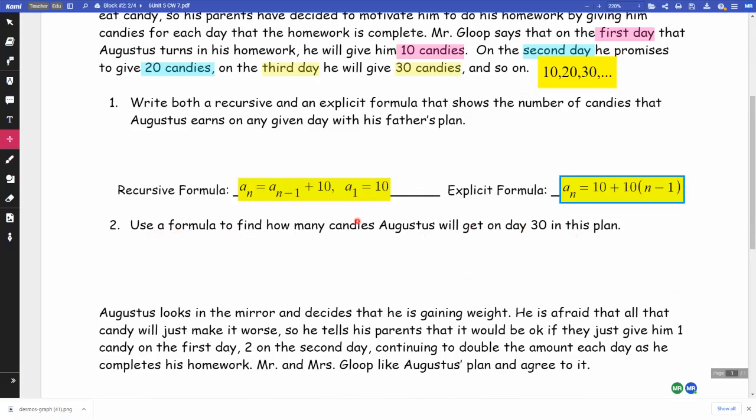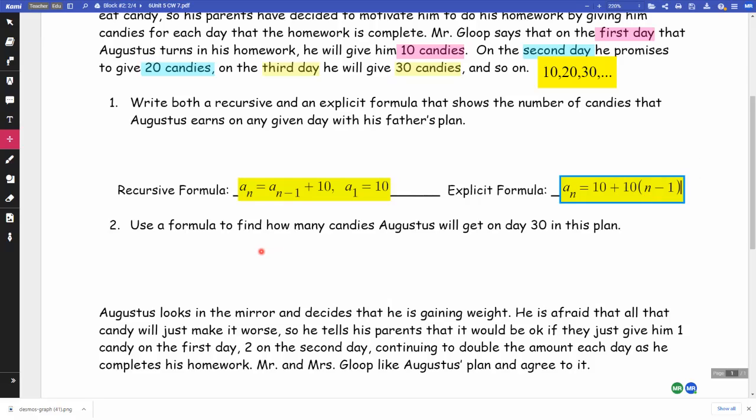Okay, we've got two formulas. We've got our recursive one. We have our explicit one. The recursive one would be nice if I knew day 29. I could use that by adding 10 to day 29 to get day 30. I don't know day 29, so I'm not going to use recursive. I'm going to use this one. If I put 30 in here, that's going to give me my answer.